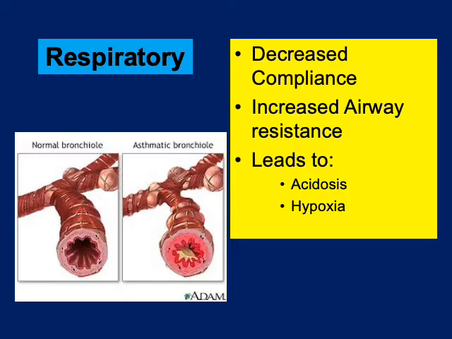If this does not solve the problem, if the patient doesn't get help in a reasonable amount of time, then what this all leads to is, as that carbon dioxide builds up in the bloodstream and builds up in the tissues, the person becomes acidotic. Their pH levels drop. And also at the same time, because they can't get oxygen into their bloodstream as effectively as they normally can, they become hypoxic.